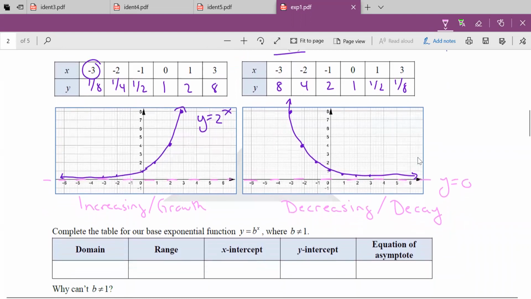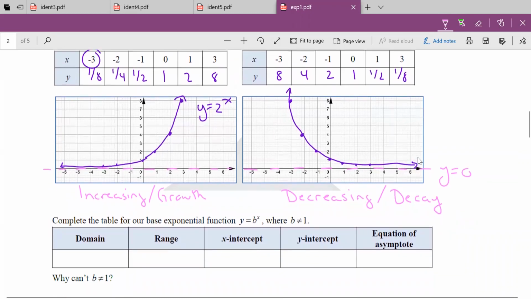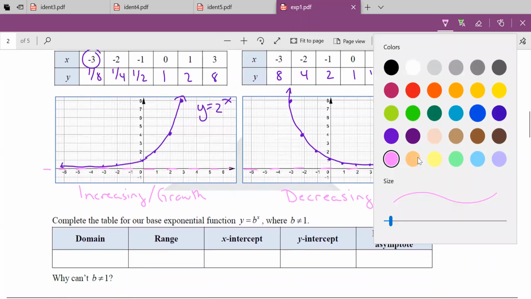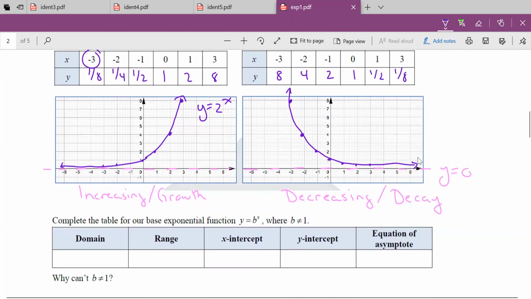Well, what's my domain and range for these things? Where it says y is equal to b to the exponent x, so we just graphed 2 to the exponent x and 1/2 to the exponent x, where b can't be 1. All right, we'll talk about why b can't be 1 in just a second. Well, your domain will be infinite. Never stops going. The x values go to -infinity. They go to positive infinity.